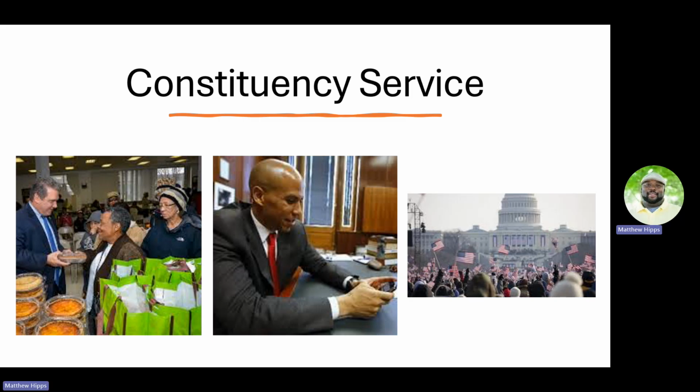So that's an overview of Congress. It's not everything, but I think it provides a pretty strong lesson in how the process of Congress works.